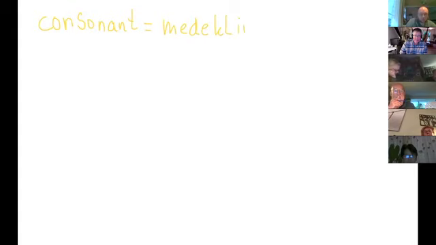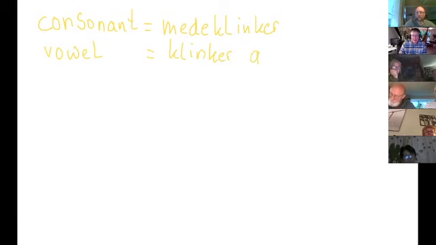To make it clear, a consonant is in Dutch een medeklinker. And a vowel is a klinker. And the vowels that are used in Hebrew are the A, the E, the I, the O, and the U. So it's a little bit different than in Dutch, but this is the main point.